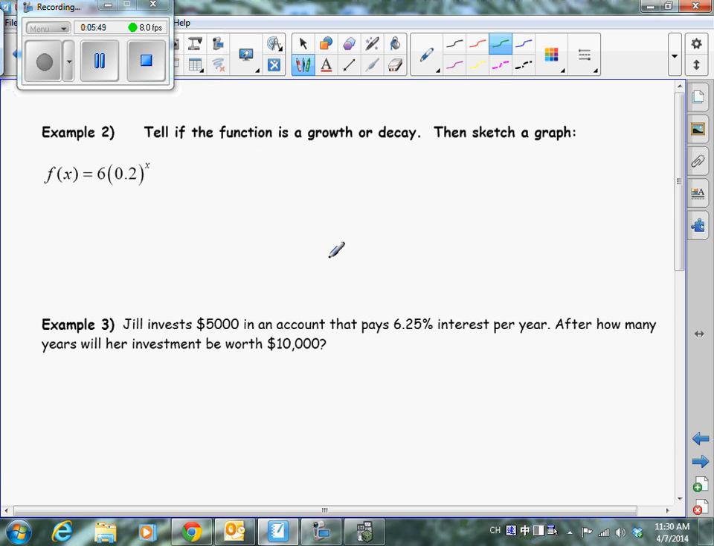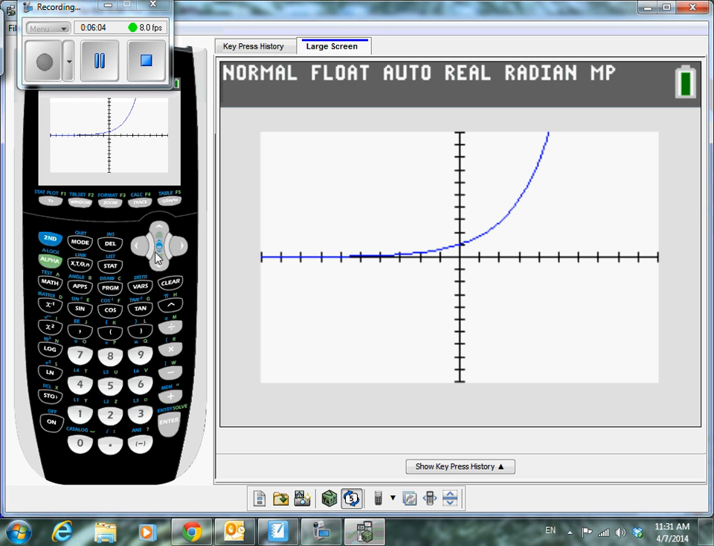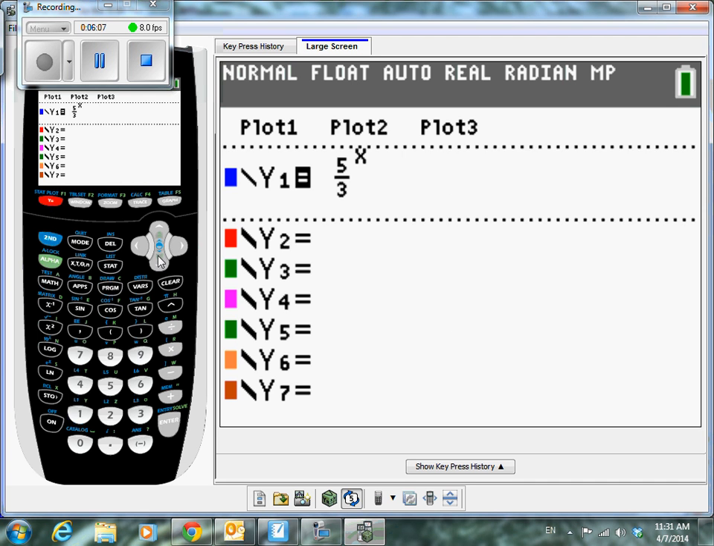Let's look at example 2. Obviously, this is a growth or decay. Decay. 0.2 is less than 1, so I will say it's a decay. Sure. Now, let's just graph it to see how different it is. So, I will graph both of them on the same graph.